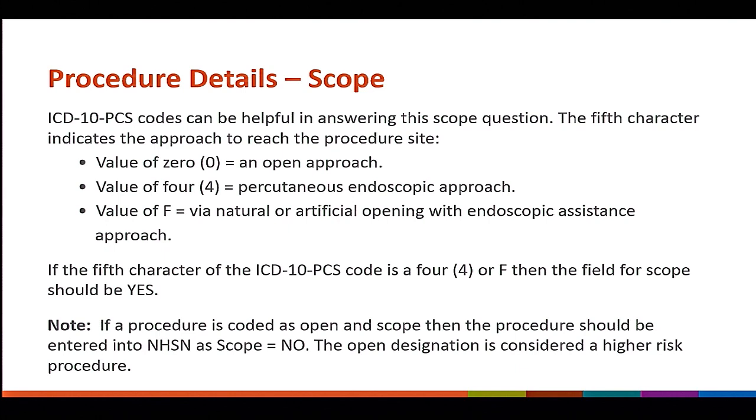The fifth character indicates the approach used in the operation. So if your value is 0, it's an open approach. And if your value is 4 or F, then it is a scope approach. And if your procedure is coded as both open and scope, then you want to record it as an open procedure because this designates the higher risk level.